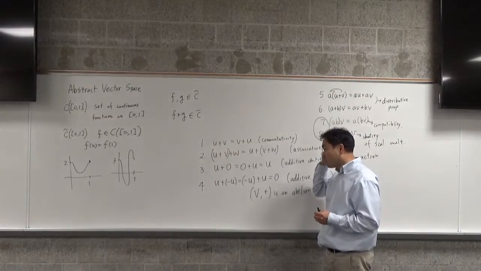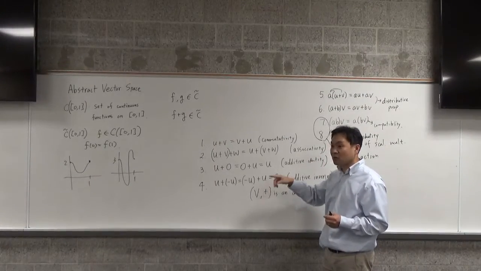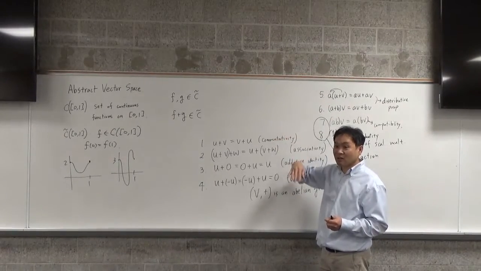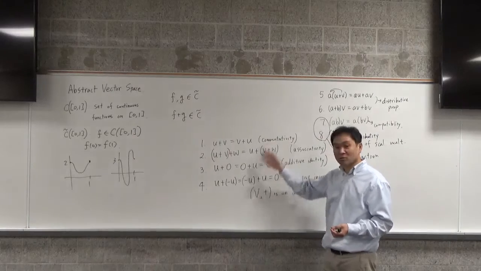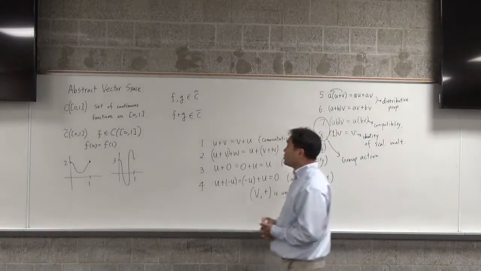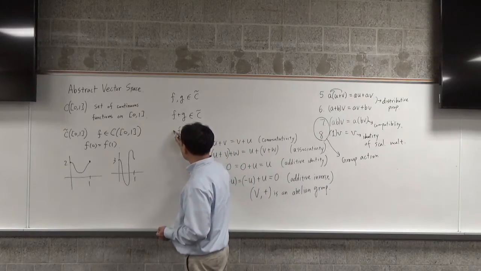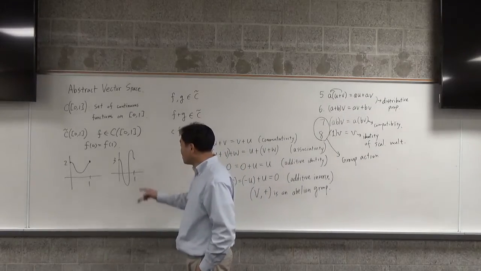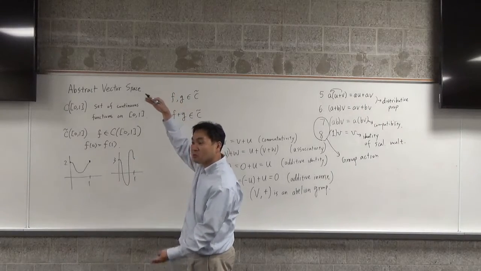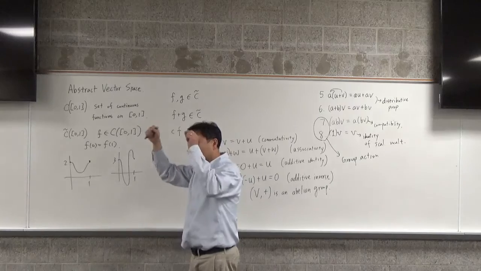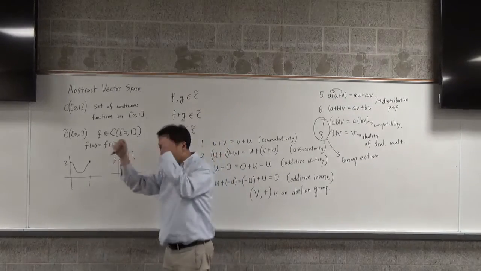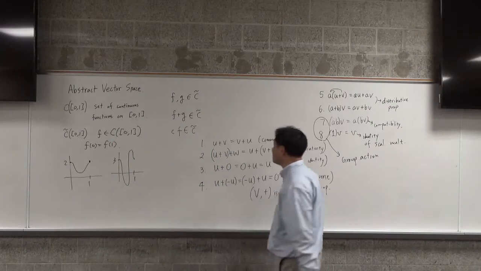What about negative? Well, if you have f, negative f is also in C tilde, and if you add them up, you get 0. So these 4 items will be true. Can you also multiply any constant c to f? What would it do if I multiply by 2? It will just make it lengthen twice, but it will still be continuous and the endpoint values will match. It will still be true.